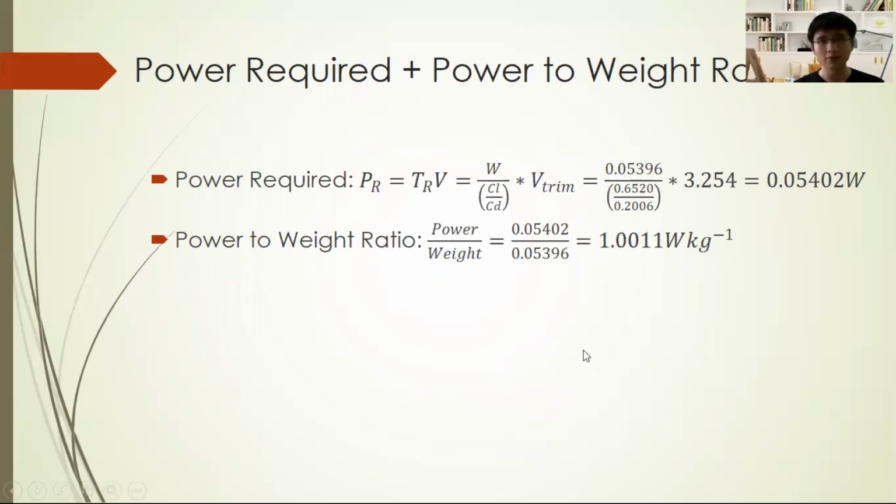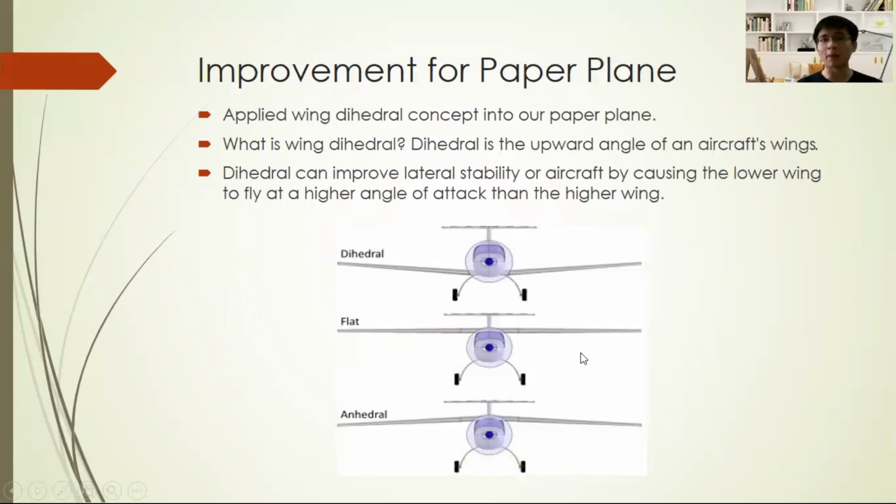I get the value. Next, how I improve my paper plane is I apply the wing dihedral concept into my paper plane. So what is wing dihedral? Wing dihedral is the upward angle of aircraft wings. Dihedral can improve the lateral stability of the aircraft by causing the lower wing to fly at a higher angle than the higher wing. So the picture below shows that the dihedral wing goes upward compared to the flat one.